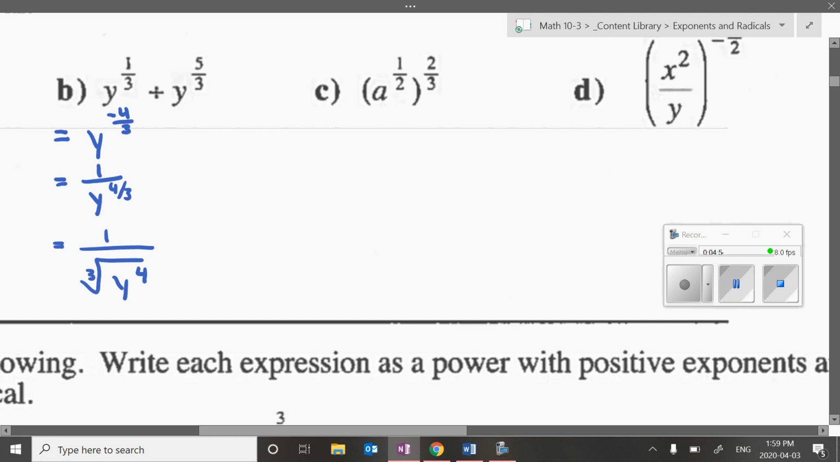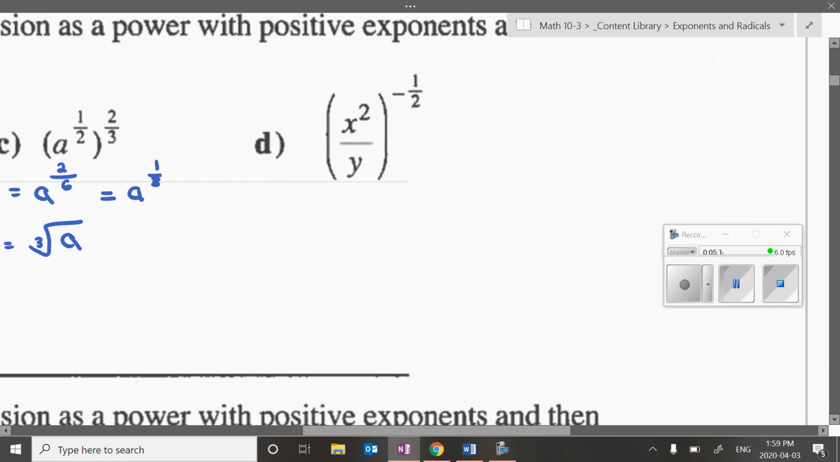This next question, multiplying fractions. So we multiply straight across. So I'm going to get a 1 times 2 is 2. 2 times 3 is 6. Always reduce your fraction, so this becomes 1/3, which is then just the cubic root of a.